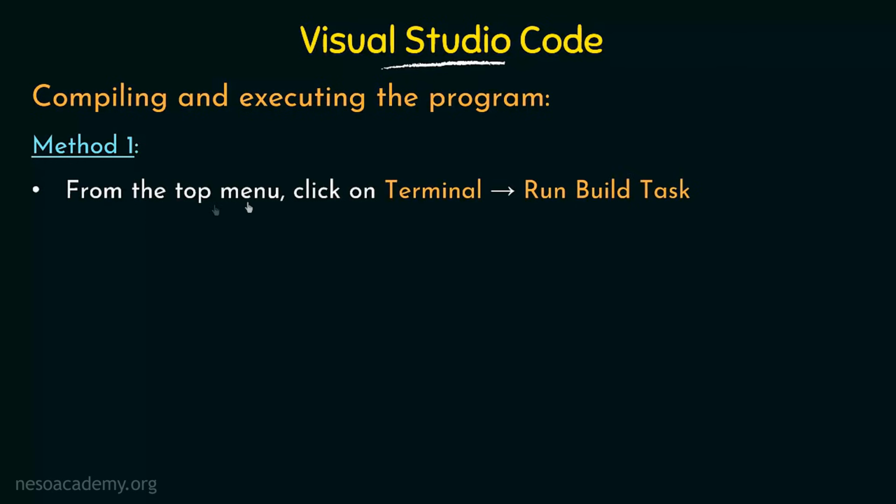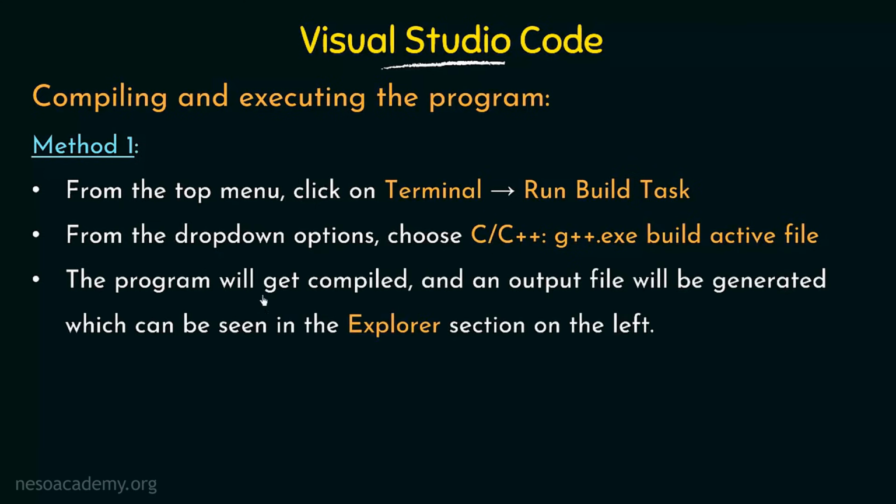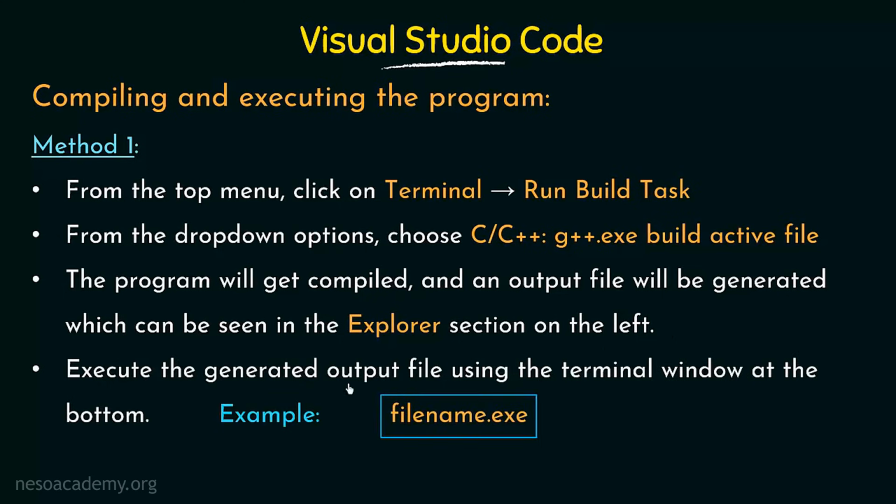So in the first method, from the top menu, click on Terminal and click on Run Build Task. And from the drop-down options, choose C++ g++.exe build active file. So this is the option that you have to choose. So we will see it when we execute it in VS Code. Now the program will get compiled and an output file will be generated, which can be seen in the Explorer section on the left. Now execute the generated output file using the terminal window at the bottom. And how can we execute it? We have to just run the file with the exe extension. So let's see how to do this and then we'll come back.